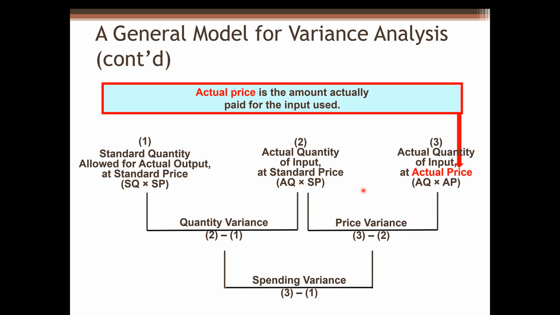Now if you take a look at the whole picture of the general model, we have column 1, standard times standard. Column 2, actual times standard. Column 3, actual times actual. And we can calculate quantity variance and price variance.